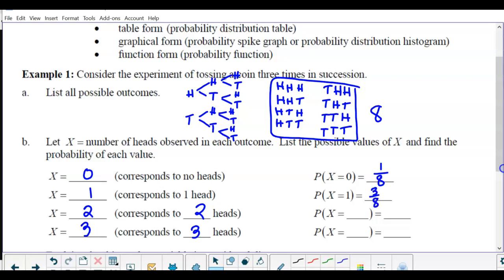Remember, this is theoretical probability. You're not actually tossing it. This is what would happen if you did this experiment a million times. Probability of 2 heads. Count them up. 2 there, 2 there, and 2 there. 3 out of 8. Probability of 3 heads, just 1 out of 8. Okay.